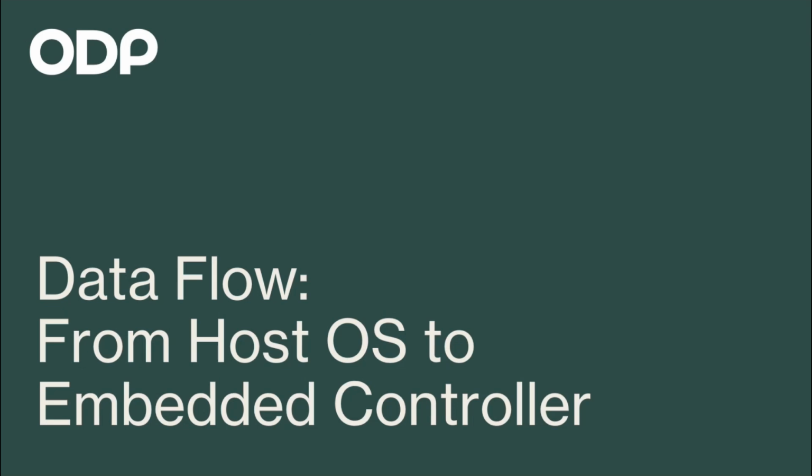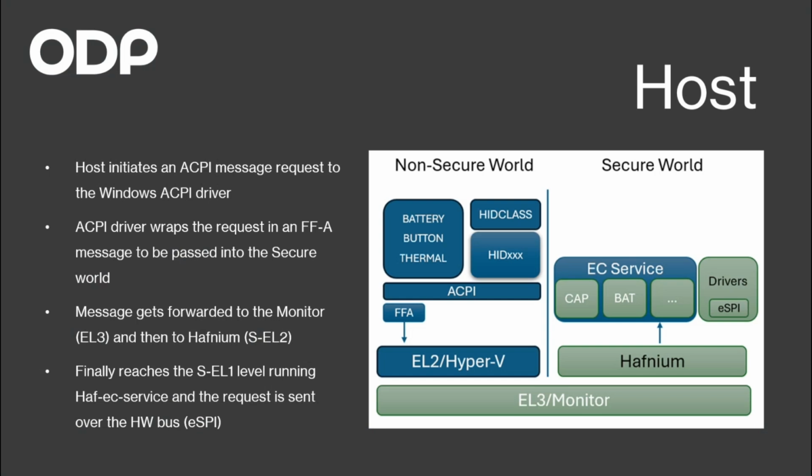Welcome back. Finally, let's take a deeper dive into the data flow from the host operating system to the EC and back. Okay, so when the TUI app executes a data request, the data request gets forwarded to the ODP kernel mode driver, and the kernel mode driver then dispatches that request to the Windows ACPI driver.